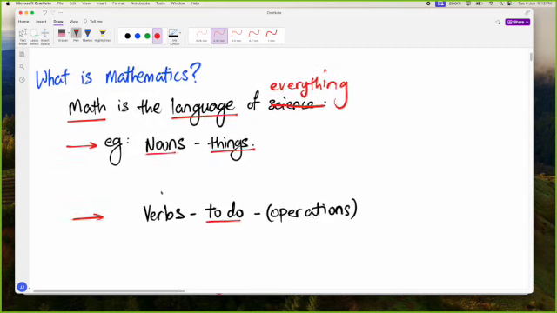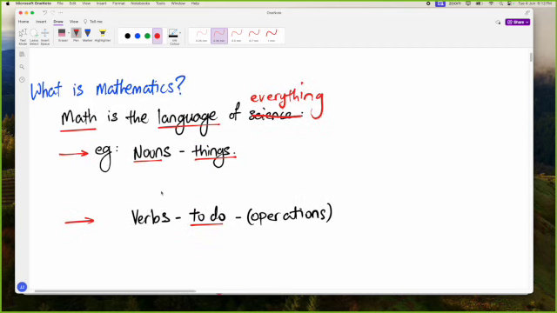Now, in terms of language, maths is a language. And in a language, we're supposed to have nouns, which represent things, and we're supposed to have verbs, which represent what we do with those things, right? So the things in maths are the numbers, and we have many different types of numbers. You have numbers like this. You have numbers like this. The familiar numbers that we know.